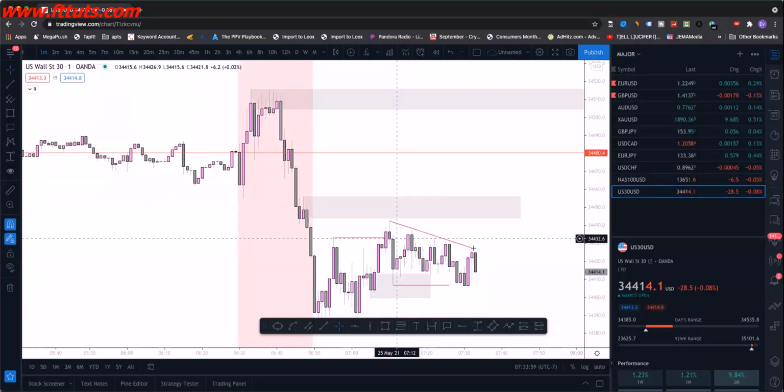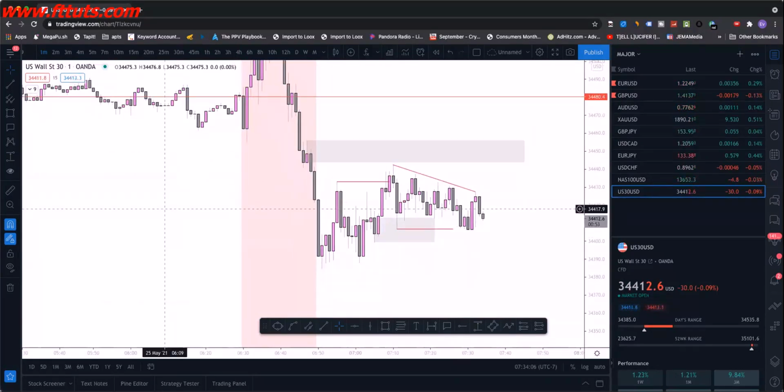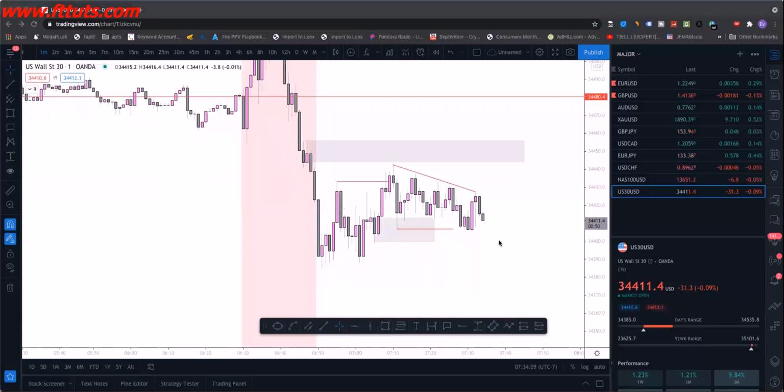But like I said, with this trend line, right? If it doesn't take out the prior high, then the trend line's still intact. I'm gonna put some music on. It's not so dull.